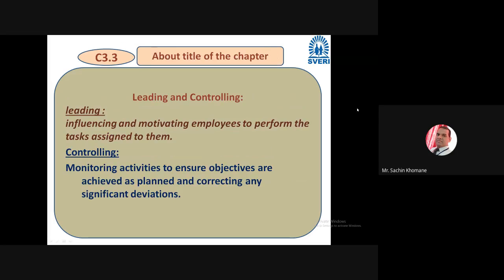Then let us start with the title of the chapter, leading and controlling. In this title there are 2 basic words, leading and controlling. Can anybody elaborate what the meaning of leading is? Because we have seen in unit number 1 the functions of manager, and there we discussed a lot regarding leading.